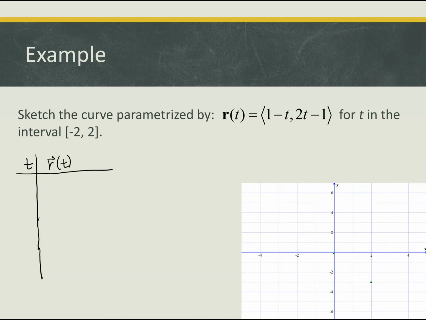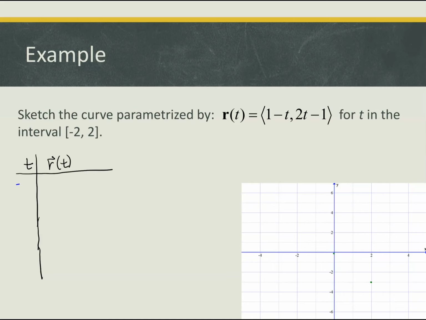So what we're going to do is look at an example. We'll be sketching the curve parameterized by the vector r of t equal to 1 minus t for the x component and 2t minus 1 for the y component. And we'll be doing so on the interval from -2 to 2. So we'll start by picking values of t, evaluating r of t, and using that vector r of t to identify points along the curve.